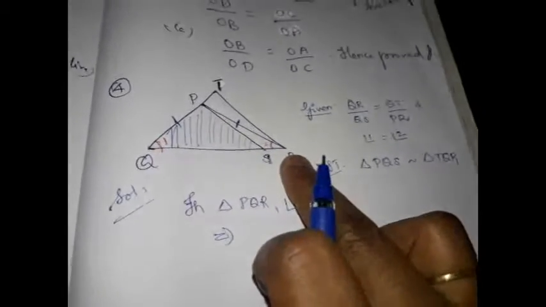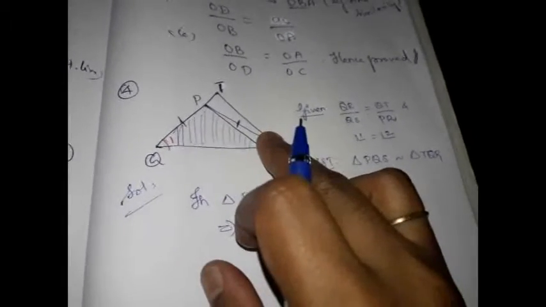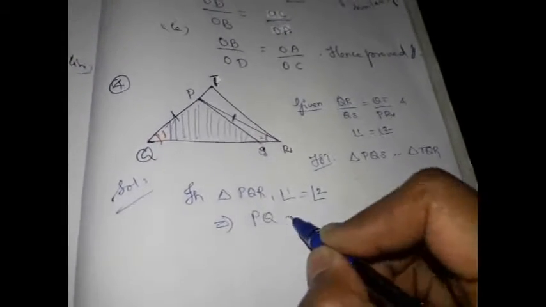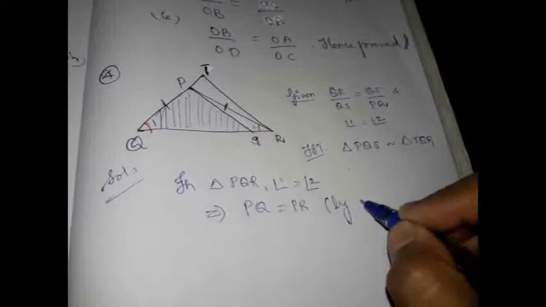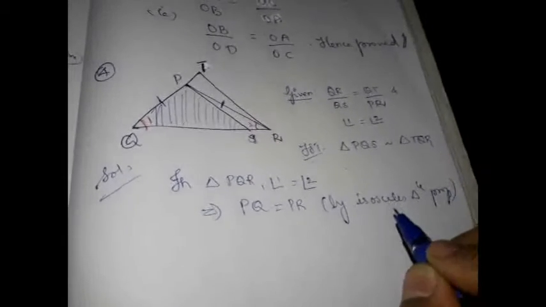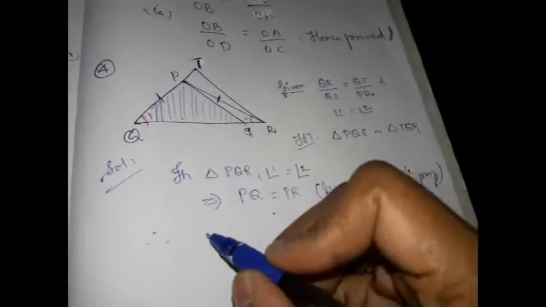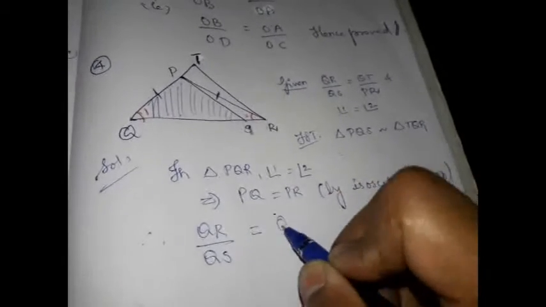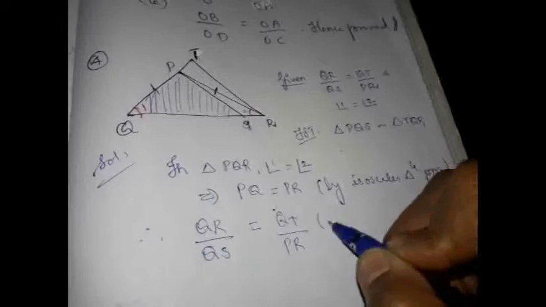So what does this imply? This implies this side is equal to this side. Yes or no? By the isosceles triangle property: if the base angles are the same, the corresponding sides will also be equal. Right? Therefore, this implies PQ equals PR by the isosceles triangle property. Now let us substitute this in the given condition. Therefore, QR by QS will be equal to QT by PR, which is given in the question.